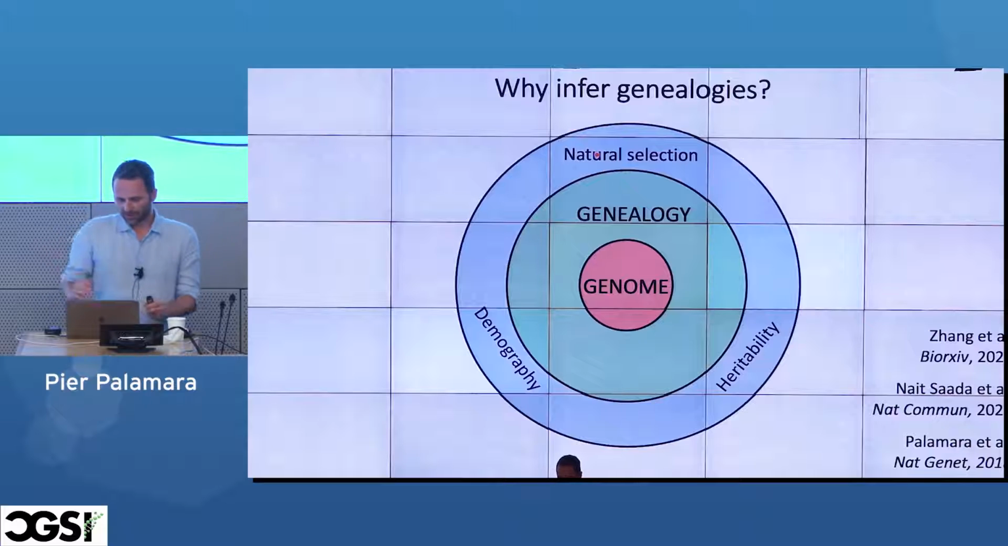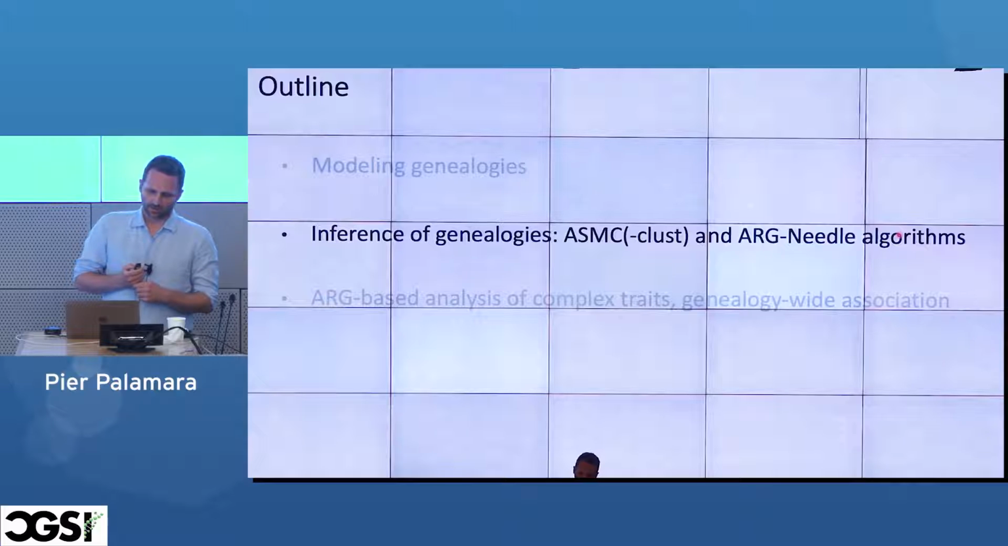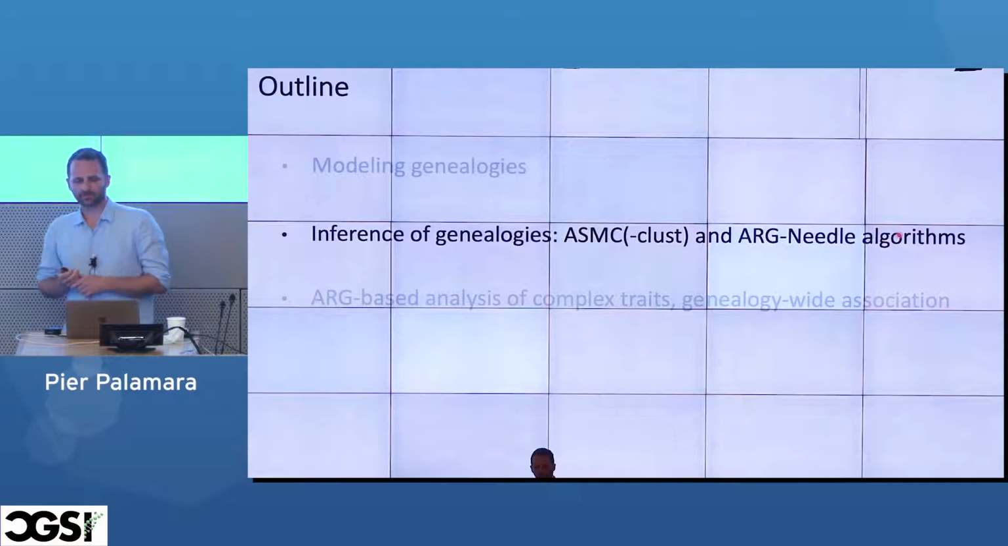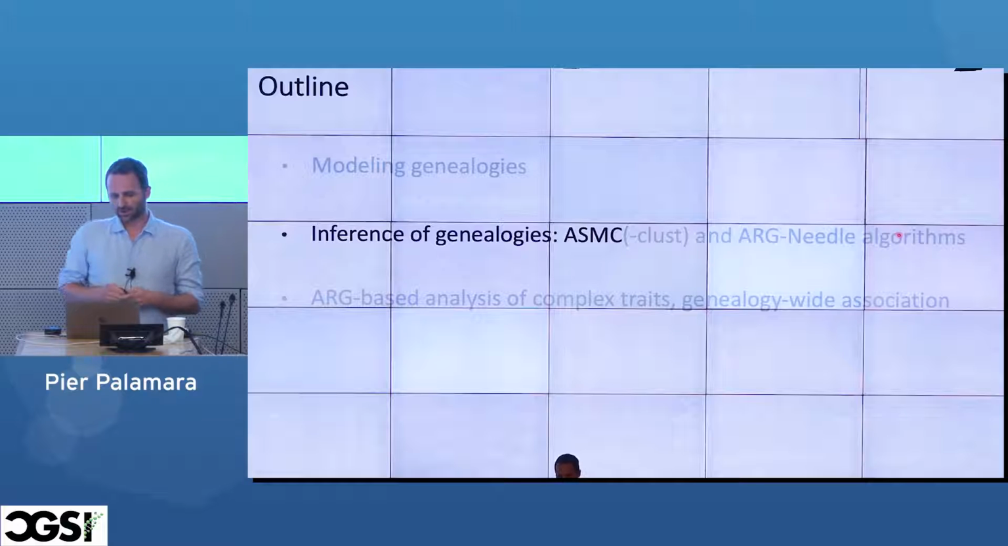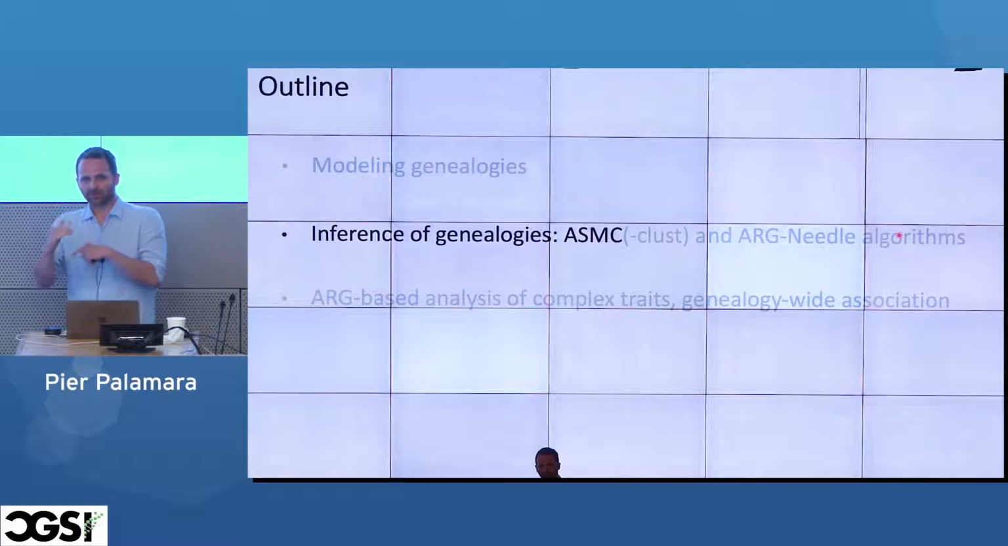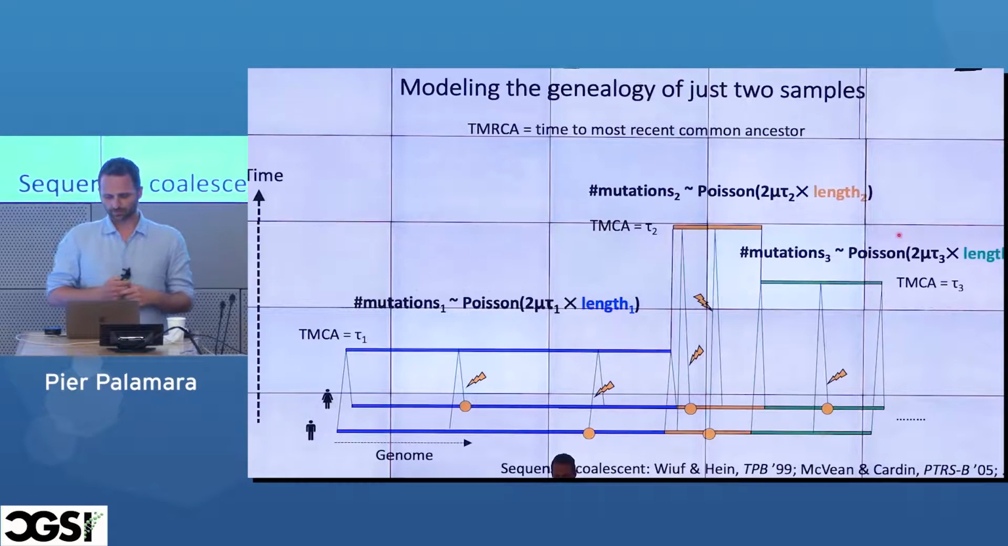Okay, and so I'm going to tell you about some algorithms and results, very briefly, just examples of results from these papers that we've been working on in the past few years. Now moving on to inference, I'm going to tell you about this ASMC algorithm, which tries to get the genealogy, the ARG, for two haploid genomes, two chromosomes.